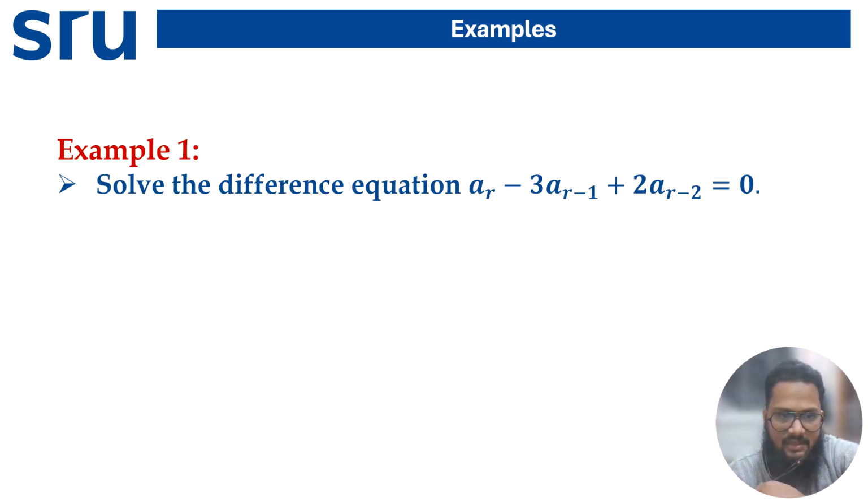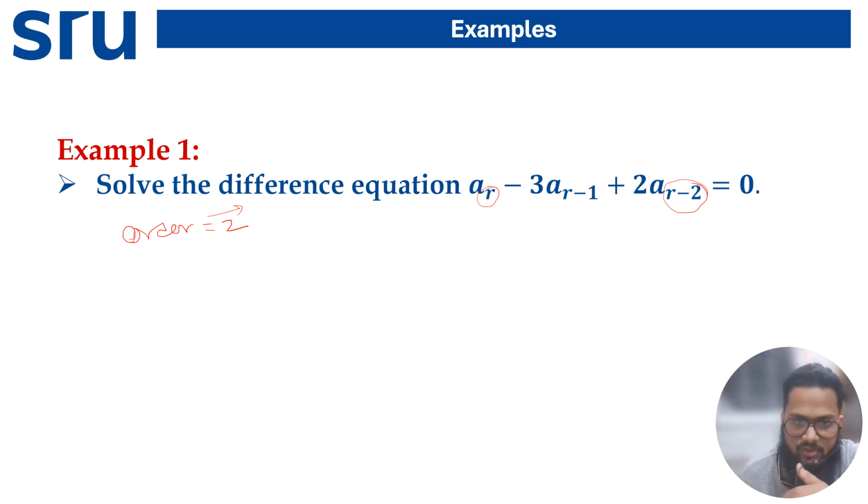So if you see one example, suppose this is one example which is given. You can see in this example, if you solve it, first of all you have to see what is the order of this. The highest subscript is r, the lowest subscript is r minus 2, so the order of the difference equation, or the recurrence relation, is 2, because the difference between highest and lowest subscript is 2. So you can remember this.